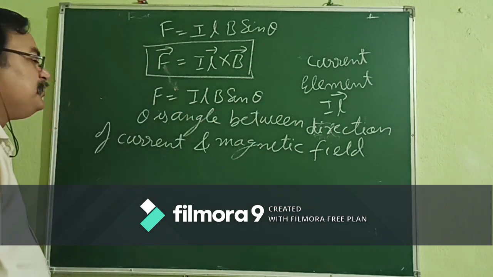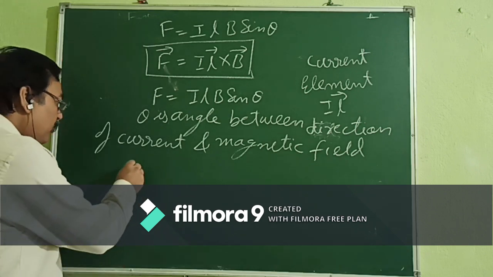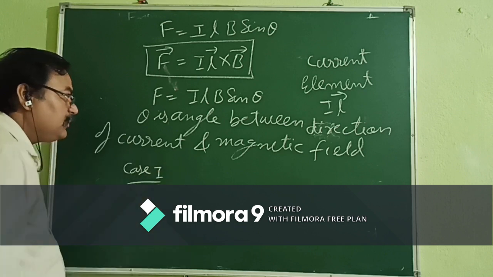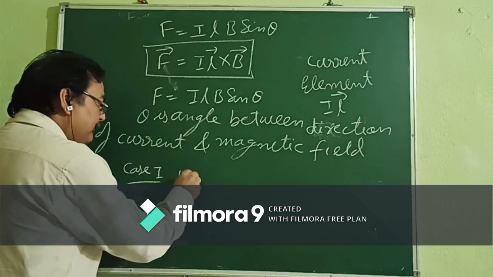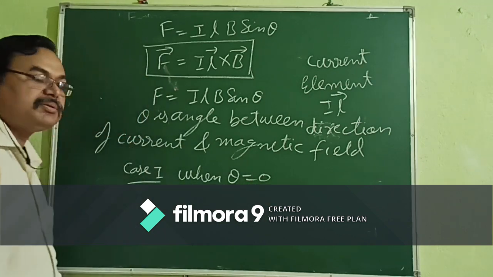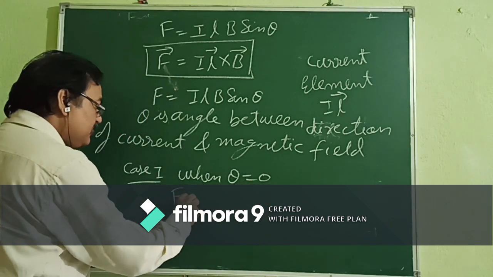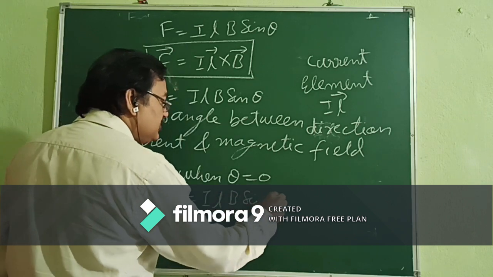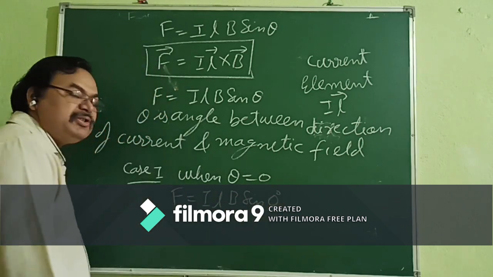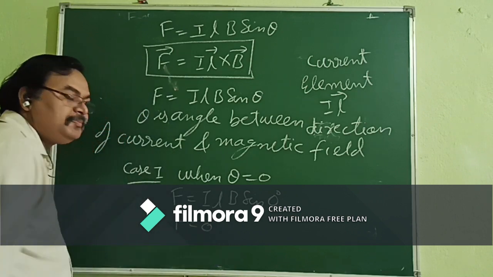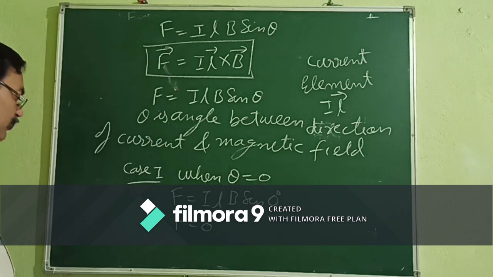Now, case 1. We can take the cases. Case 1: when theta is equal to 0 degree, then what will be the force? Let's see. We know that F is equal to I L B sin 0, because 0 degree means sin 0. Sin 0 is how much? It is 0. So what will we get? Force is equal to 0. Now case 2.